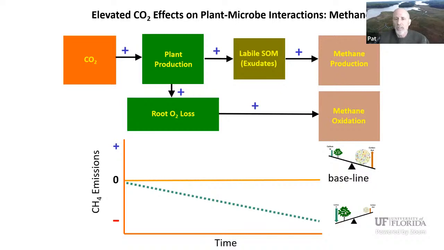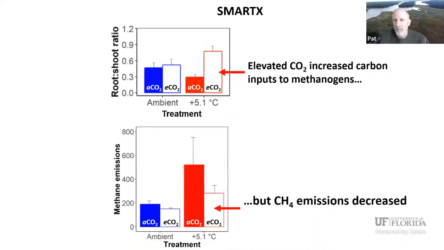Now, in most of my career, I've mostly seen the former, more methane. But recently in SmartX, we got this surprise. This top graph is just the same data you've seen before, elevated CO2 causing a really strong increase in root productivity. You've already seen some of this data, where methane emissions in the +5 degrees warming treatment were very, very high. But at elevated CO2, those emissions decreased by almost half. So we actually saw an example of that theoretical graph that I just put up in the field.